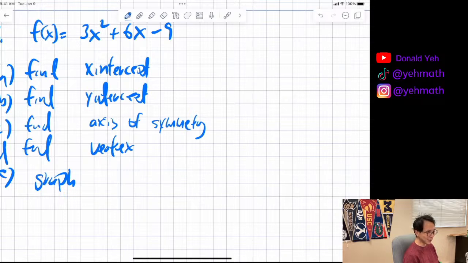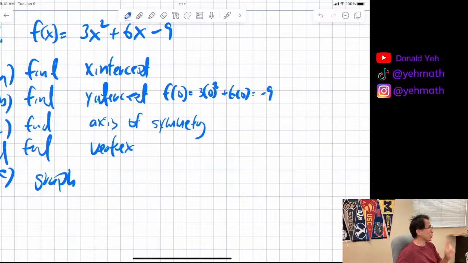How do I find the y-intercept? Set what equal to 0? Good job. Set x equal to 0. It's always the opposite equal to 0. So if they're looking for the y-intercept, it's always x equal to 0. So if I just find f of 0 here, it's going to be 3 times 0 squared plus 6 times 0 minus 9. That's equal to -9.